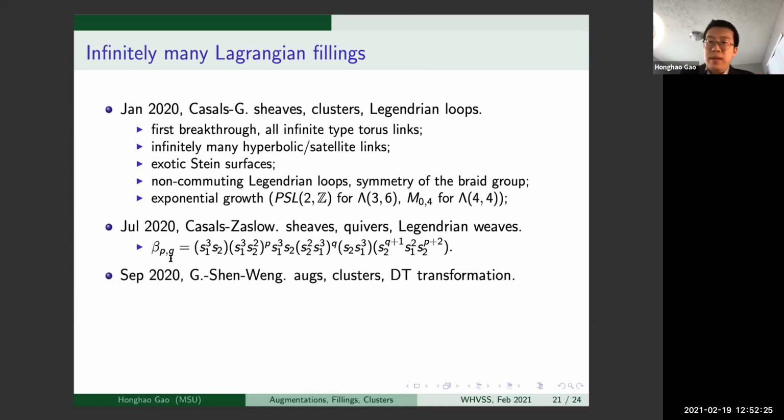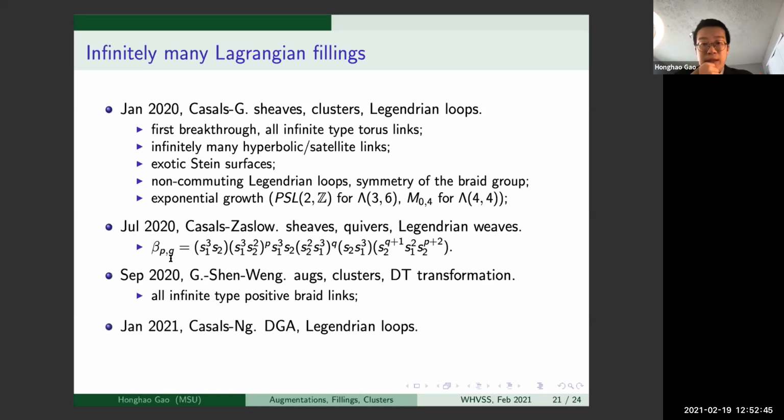And in September, there's a joint work with Linhui and Daping. We use augmentation varieties and the Donaldson-Thomas transformation to prove this for the infinite type positive braid links. And more recently, last month, there's work of Casals and Ng, where they use the DGA and Lagrangian loops to produce some examples of -1 closures of positive braids. So let me explain very briefly what we do here.